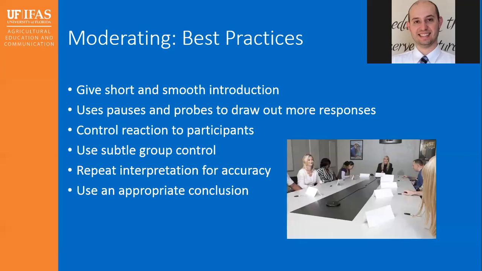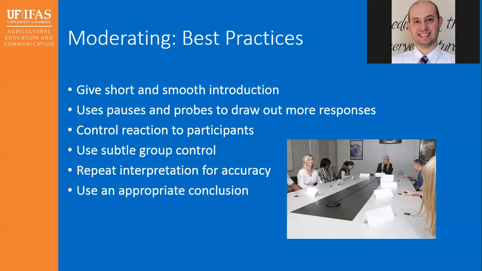Control reactions to participants. Don't lead participants by giving verbal or nonverbal clues as to what you like or don't like. The moderator should avoid showing signs of approval or disapproval. For example, it is often tempting for moderators to give a broad smile or a nod of his or her head when hearing certain comments. Participants will quickly spot this behavior and then assume that you're more approving of these responses. So you want to avoid not only those nonverbal cues, but also verbal cues like "that's good" or "excellent."